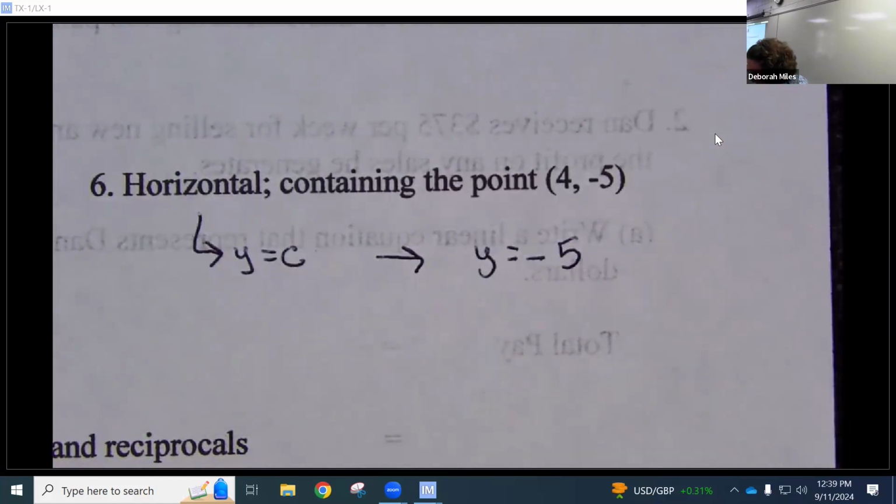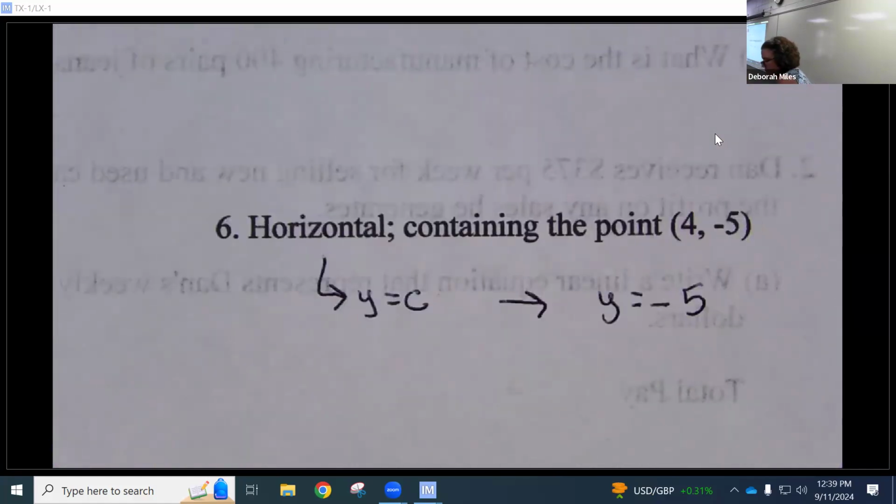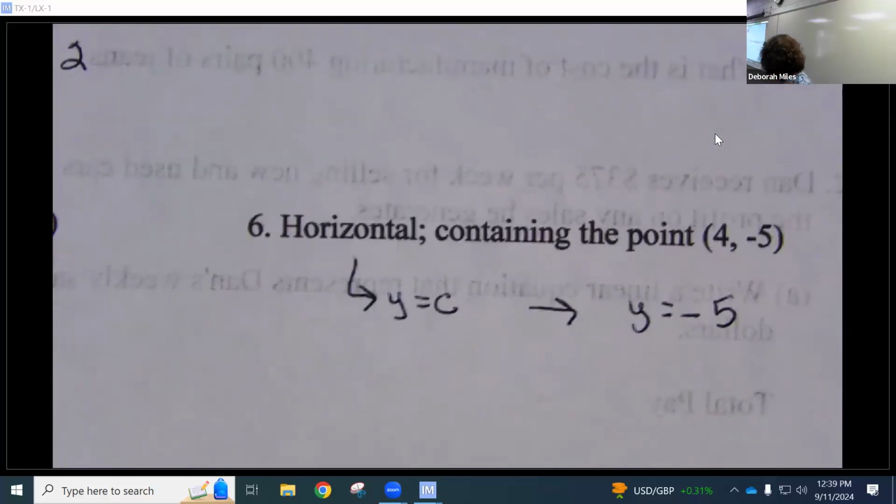All right, got to speed up just a tiny bit. 2 more things: parallel perpendicular lines, and then those 2 word problems. 3 word problems on the back. We'll see what we can get done.